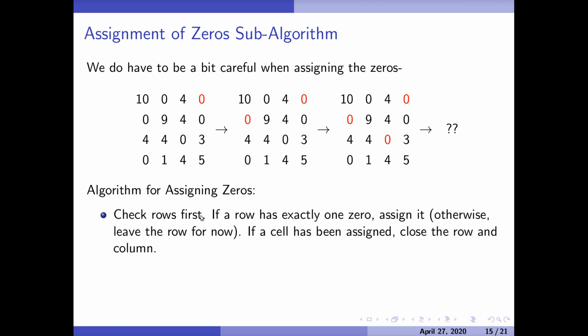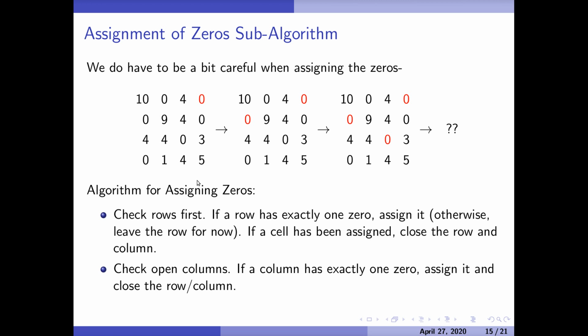A good thing to do instead is, if a row has more than one zero, skip it. If the row has exactly one zero, go ahead and assign it. And then you can delete that row and column, because that job and that position has been filled. Then you finish all the rows, and then you look at the columns. If a column has more than one zero, you can skip it. But if it has exactly one zero, then you assign that, and then close off the row and column. So let's see how that would work in this array.